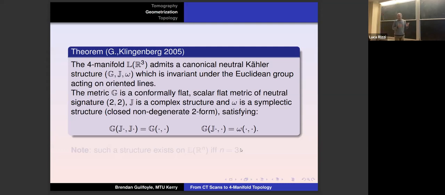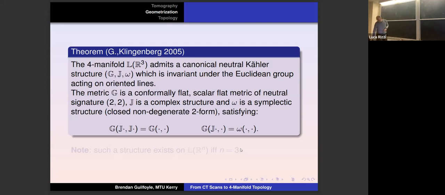So somehow it's a natural structure, except for this bizarre signature 2,2, which somehow makes it a little bit outside of relativity and also outside of modern mathematics, where we like to work with Riemannian objects, where the square norm being 0 means the underlying function is 0.